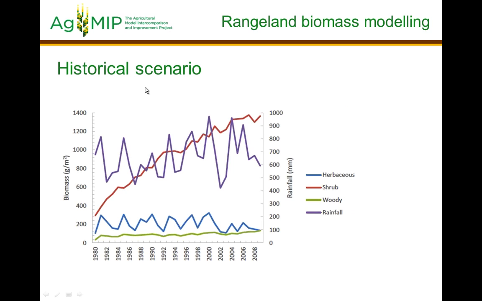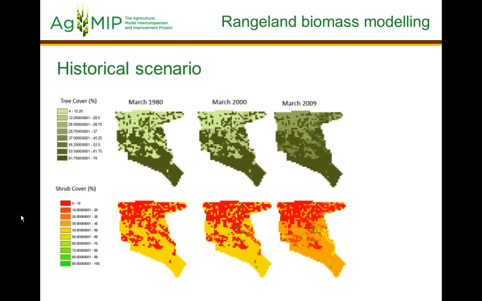Then when we look at the historical data sets, that is with the current climate, the purple line is the rainfall, and the blue line is the herbaceous vegetation layer. We see that the grasses follow the seasonal variation that is also present in the rainfall data. The picture is quite different for the shrub and the woody vegetation, which do not show this strong year-to-year variation, but a more gradual increase. I'll come to that later as well.